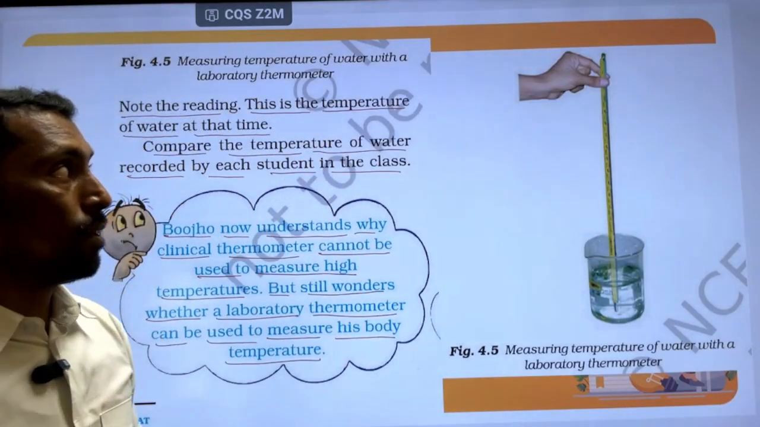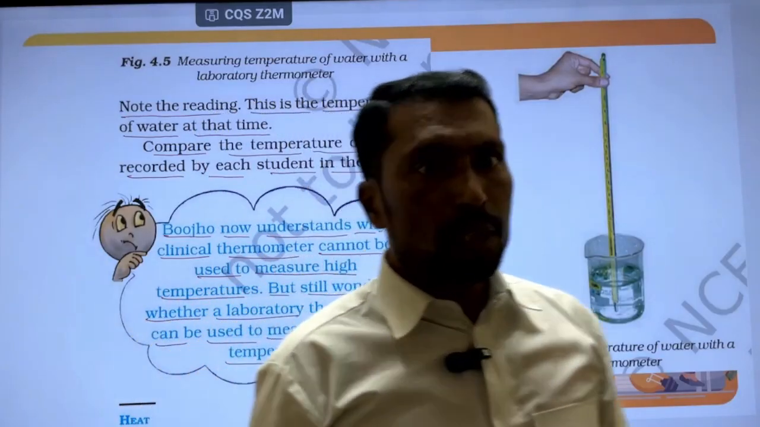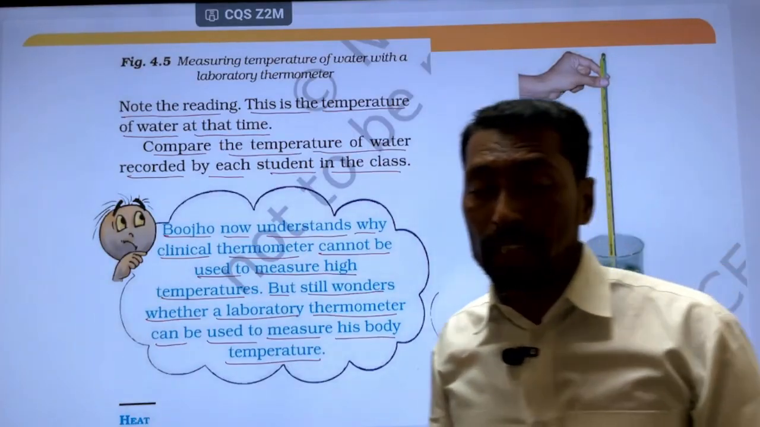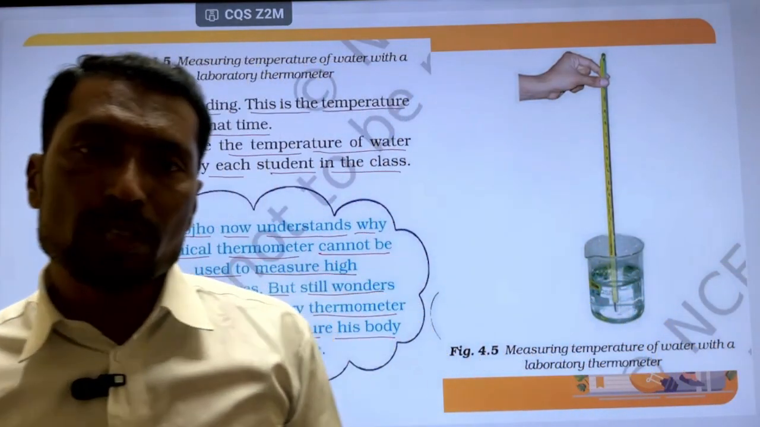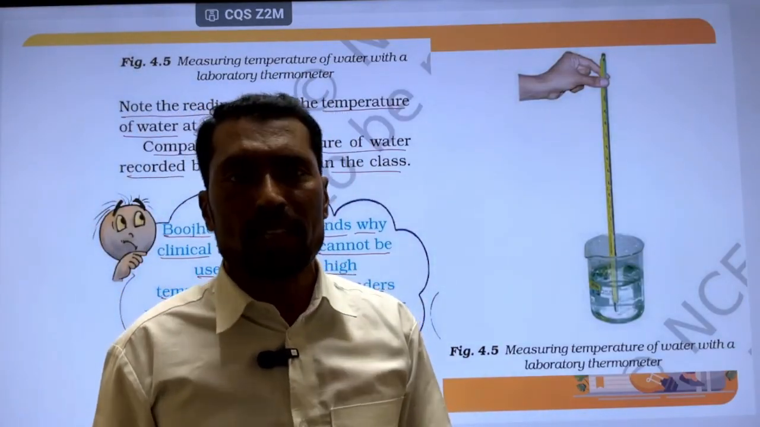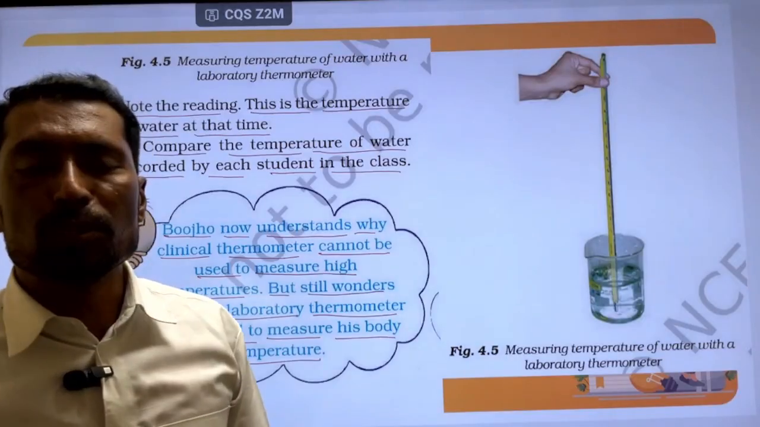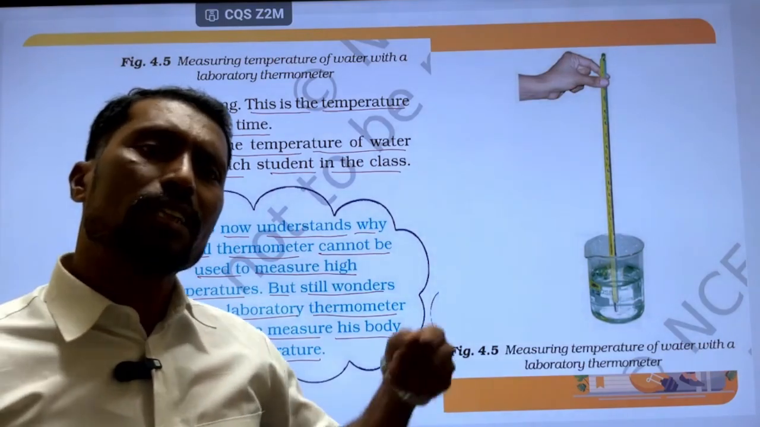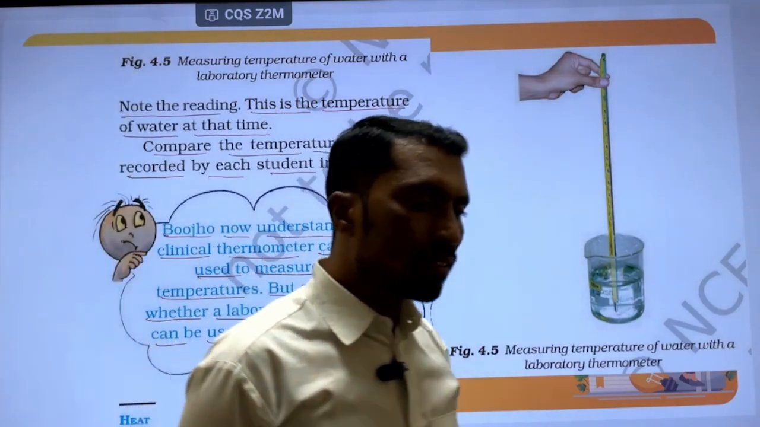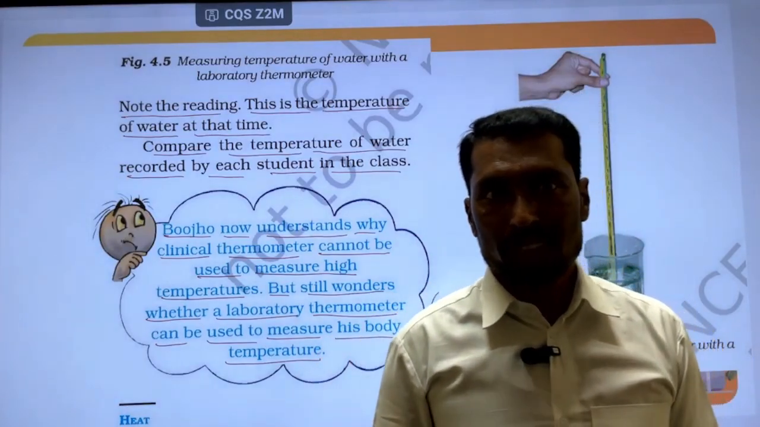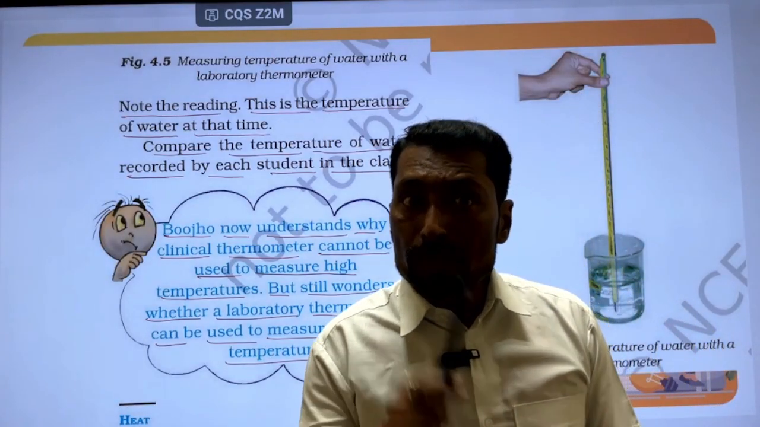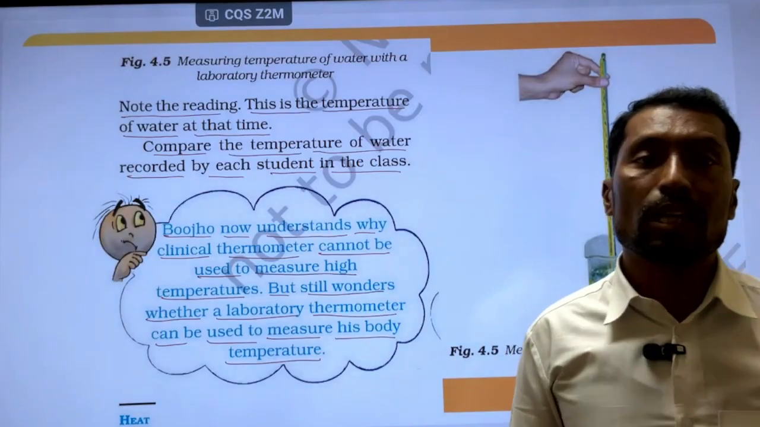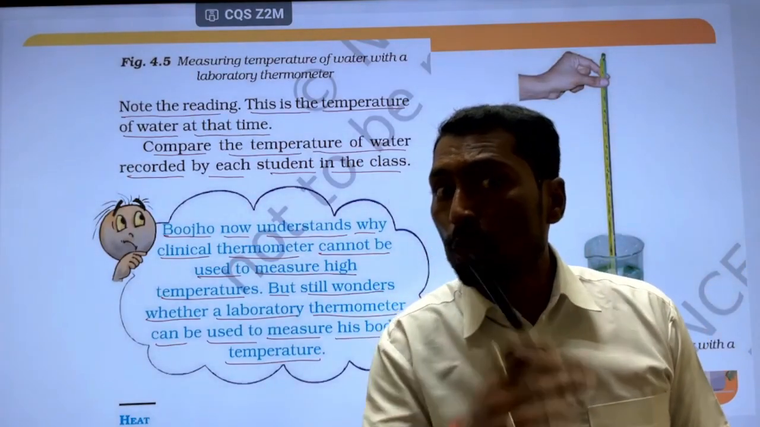Why do we not use a laboratory thermometer to measure the body temperature? Because the kink is not present. Due to that, we cannot get the correct measurement of that particular object, or our body temperature cannot be measured with the help of a laboratory thermometer because the kink is not present. Another thing is that when we study the precautions to use the laboratory thermometer, there are two precautions.